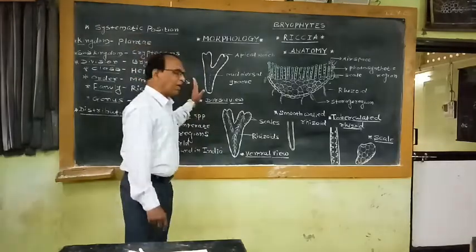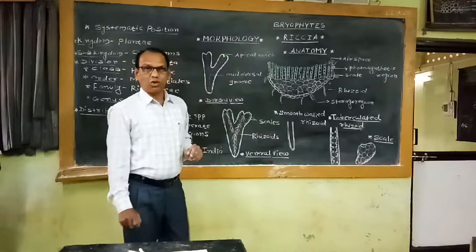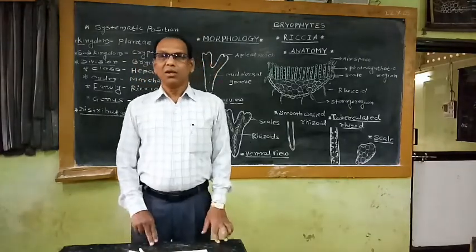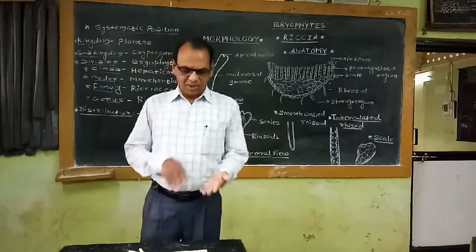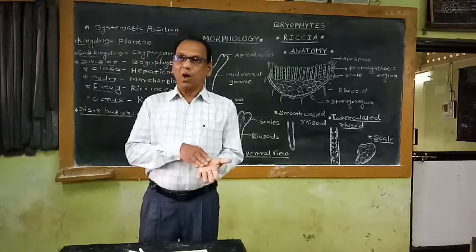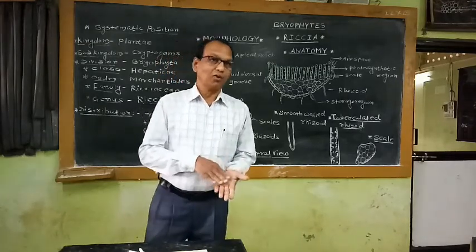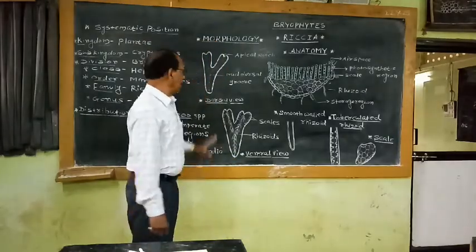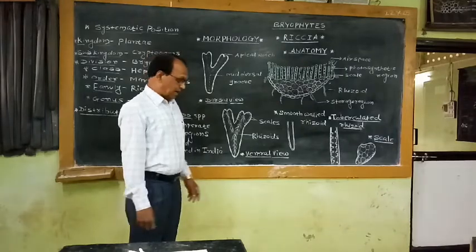The plant body is simple, thallus-like. It is dorsiventrally flattened, green. The thalli of Riccia are prostrate. That means they grow along the ground, along the soil surface. That means the plant body or habit is prostrate. The plant body is dorsiventrally flattened.